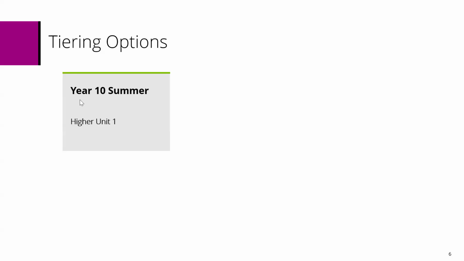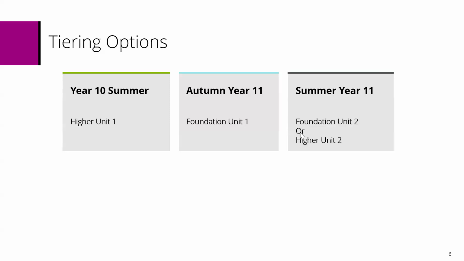And if they don't do very well, you could enter them for the foundation tier in the autumn of year 11. Now, to cash in, they've got to have taken either both the foundation or both the higher tier papers. You can't cash in a foundation and a higher tier. That's a forbidden combination. But from the result of that, you could then decide whether to finish off the foundation unit 2 or the higher unit 2 in the summer of year 11.